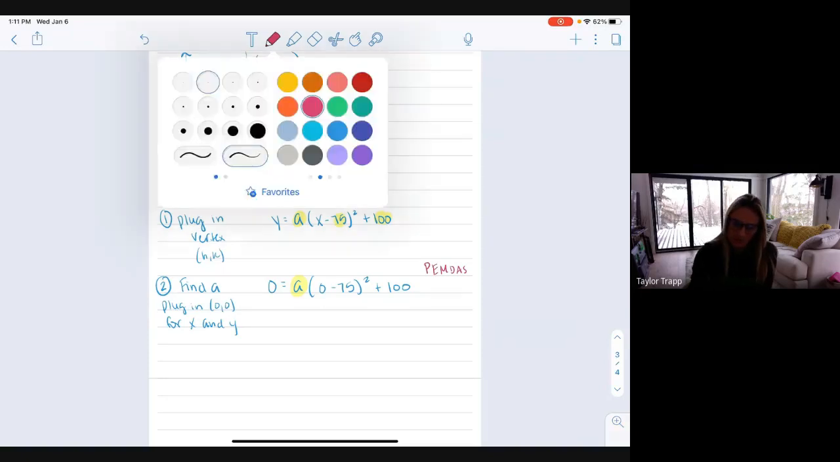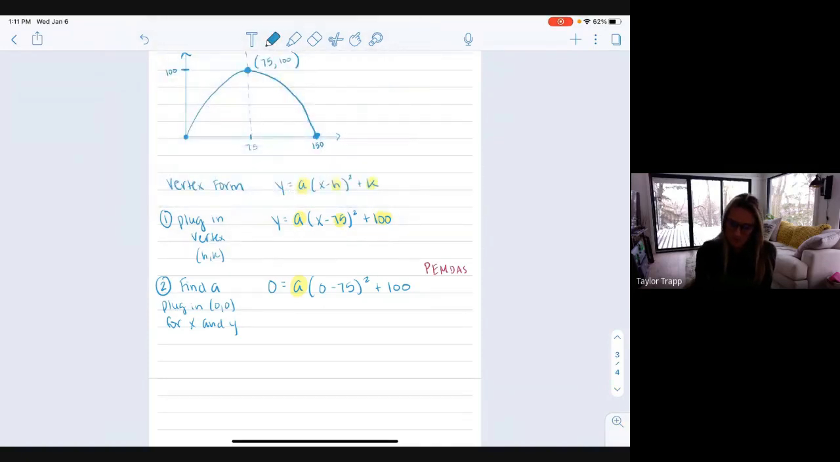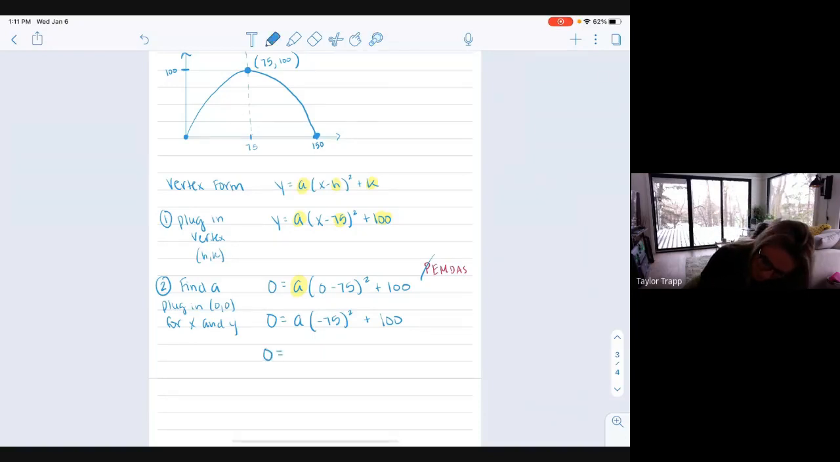So what would I do first? Let's look at the parentheses. Okay, there are parentheses, so we can start solving with that. So that would be 0 equals a times (negative 75) squared plus 100. Parentheses done. Let's look for an exponent. There is an exponent right here. So even if you need your calculator, that's fine, or even on your phone, you could take negative 75 times negative 75. So let's simplify that. That gives us a times 5,625 plus 100.